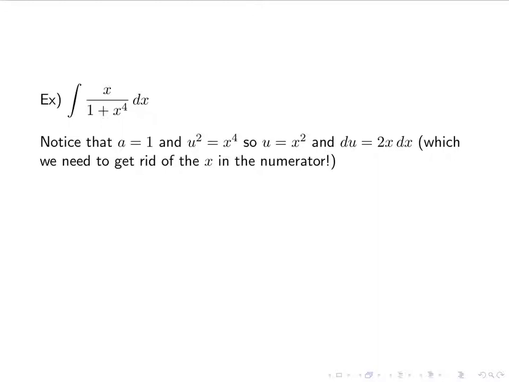Du becomes 2x dx, which is exactly what I need because I need to be able to get rid of that x that's in the numerator. So this is a good thing.